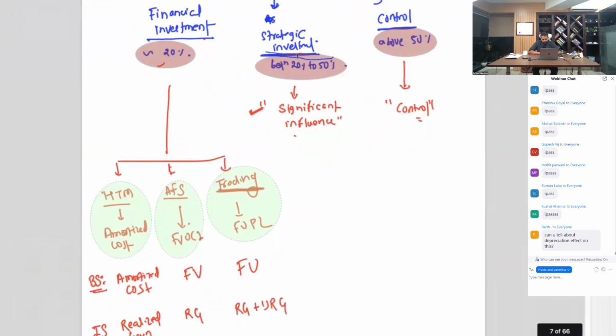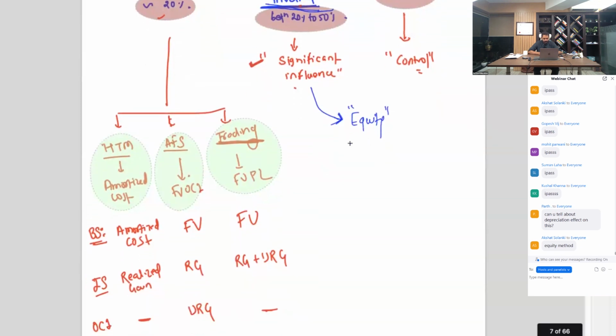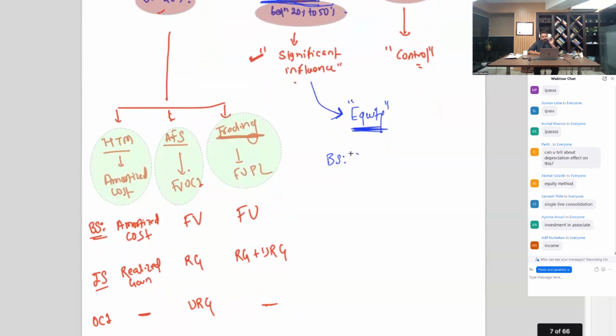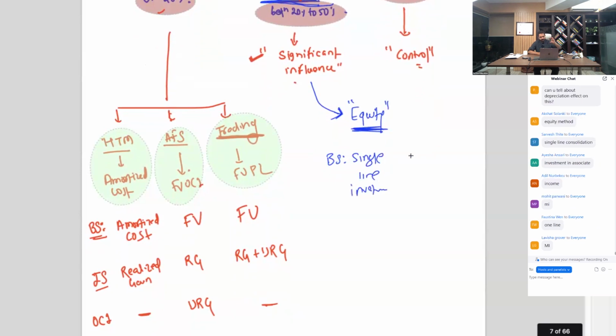Okay. Now here, significant influence, the method of accounting proposed here is called equity method. Now we will do an example on equity method. Can you tell me how does equity method work? On balance sheet, what do we show? Under equity method on balance sheet, we show a single line investment. What is that called? That's called investment in associates. One line, end of the story.